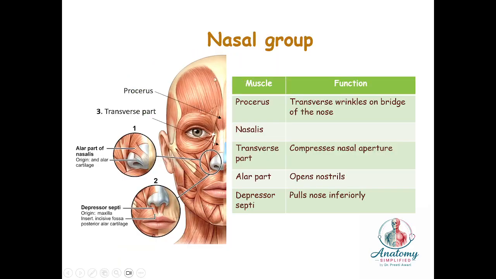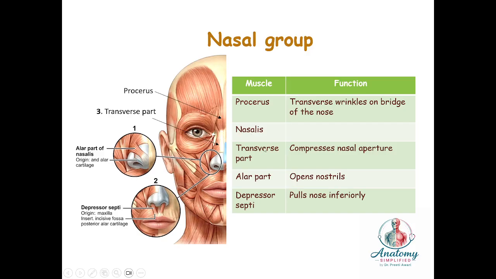In nasal group, we have procerus, vertically placed muscle fibers. When it will contract, there will be production of transverse wrinkles on the bridge of the nose. It's a very small muscle attached above the bridge of the nose.